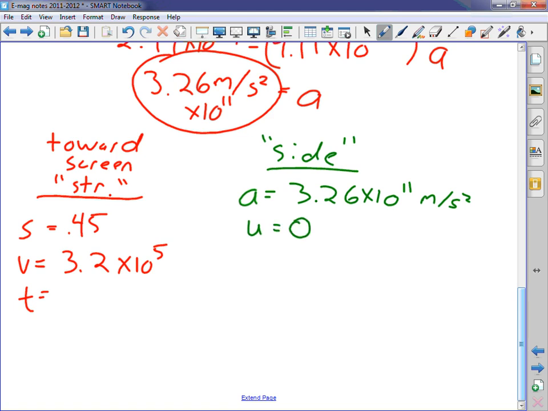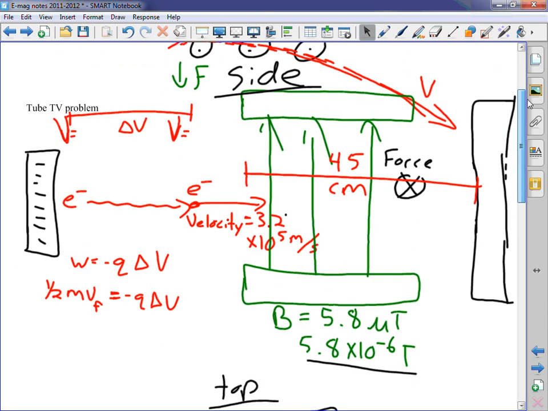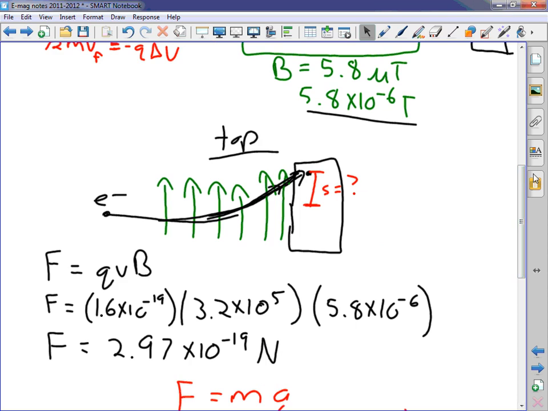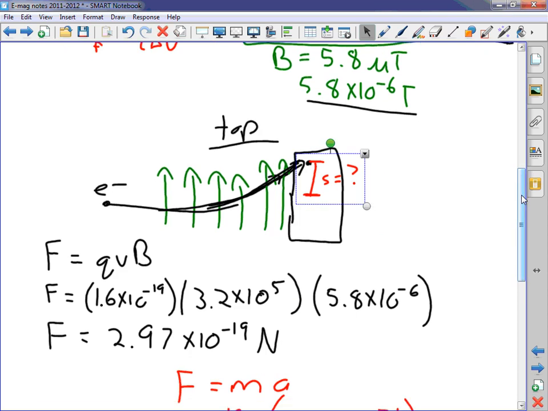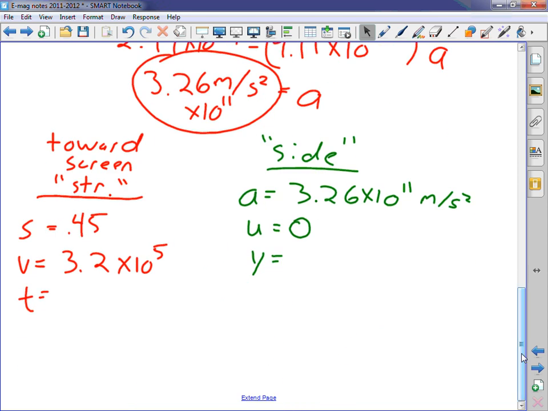I'll go back and I'll label this Y. I'm looking for the displacement, right? How far away it was that it hit the screen. Let me come back up to the side view and see what I actually labeled this. Right here, I labeled it S on the top view, but down there, I'm calling it Y. How far does it bend before it hits the screen? So I'm looking for Y, and I need the time to be able to figure that out.